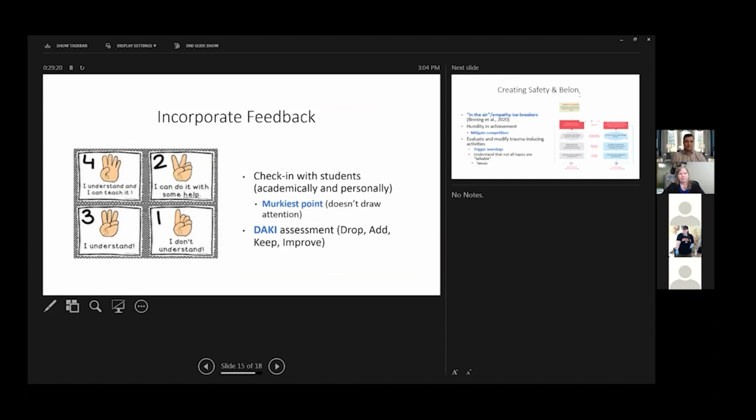Incorporating a lot of feedback is also helpful. Having a murkiest point at the end, where you don't necessarily call out and say you don't understand, helps, because some students never say they don't understand something. So they take a minute and write down the thing they didn't understand, and give it to you. The next class you can reiterate that or talk with them privately about it. The Adaki assessment, or drop, add, keep, improve, is like that. It's a little more public though, where students are part of the lesson plans and the activities, and whether they're actually gaining from it or not. It's a way of assessing while you're teaching.